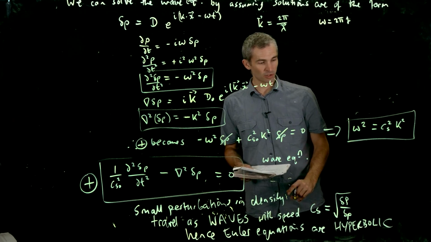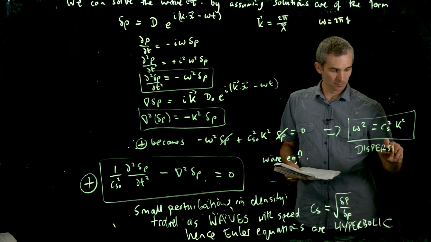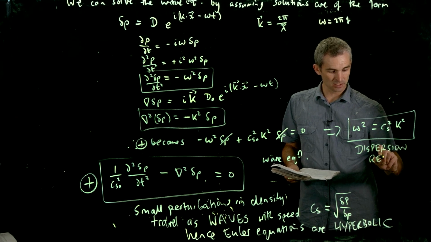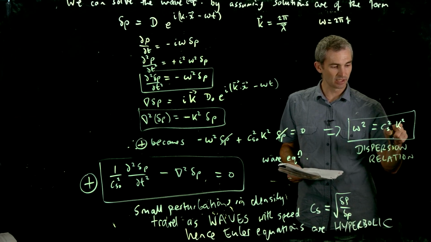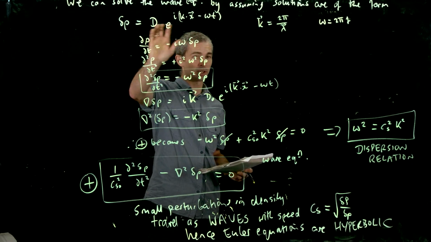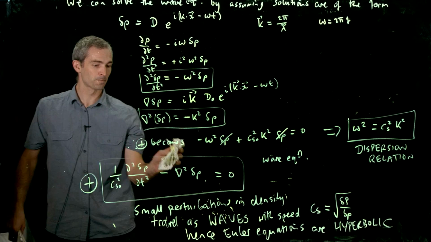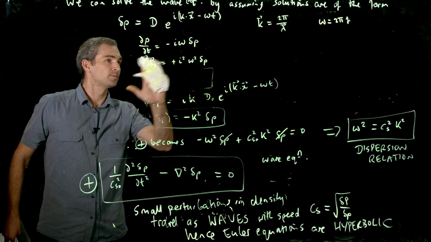All right, so that's what you call a dispersion relation. It tells us how to relate the wave frequency to the wave number. And obviously now we can go back and just put that back into our expression for the density perturbation. So let's do that.